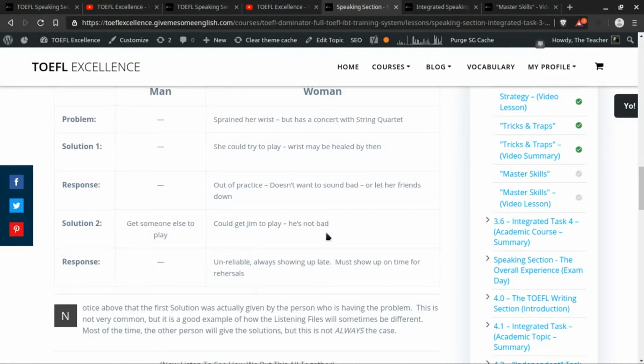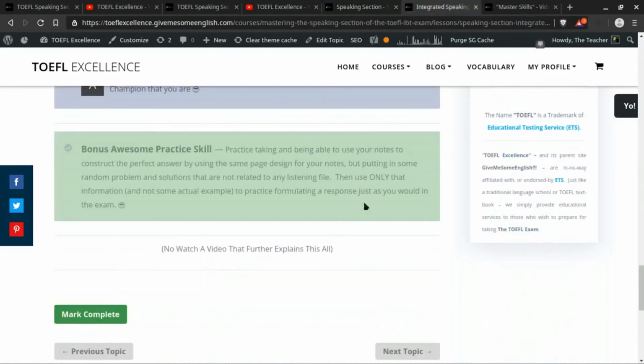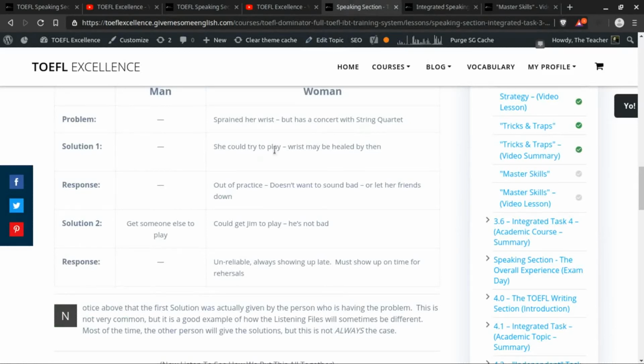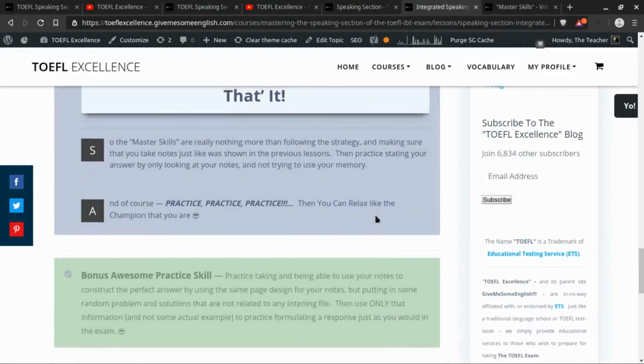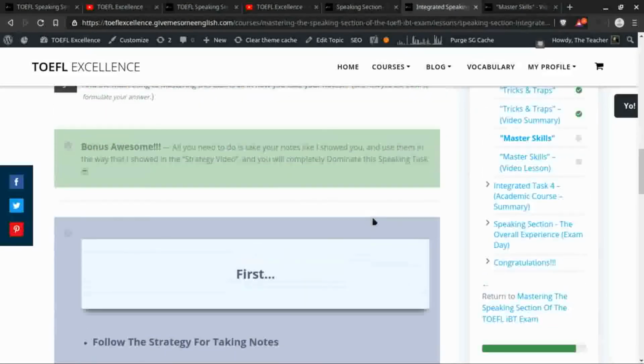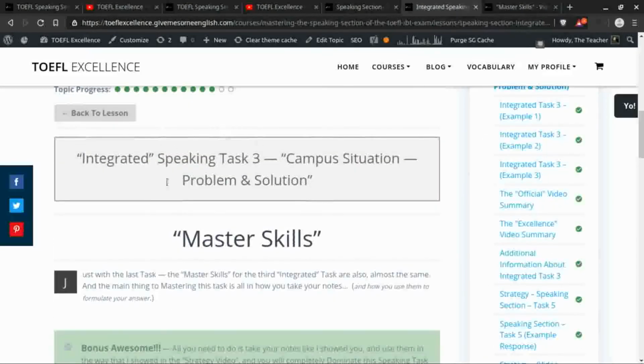So using that same method that I just demonstrated, you can practice this task type in a way that you can't do with a lot of the other ones because you'd have to make up the whole story. Here, you just have to have problem, solution, excuse, solution, excuse, and then use that. And then you will definitely completely master this task type. So there is the master skills for the speaking task 3 campus situation, problem and solution.